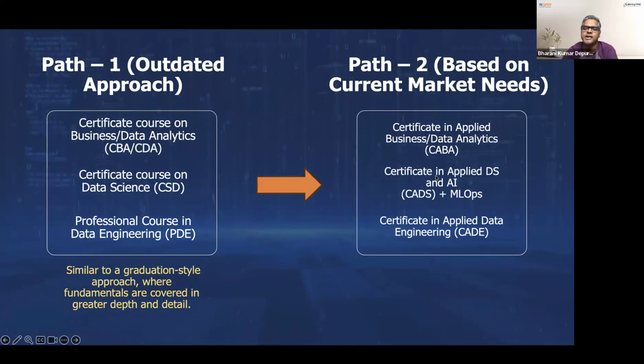Then we have certificate in applied data science and AI with MLOps, with machine learning operations. That's called CATS with MLOps. Then you have CADE, which is certificate in applied data engineering.